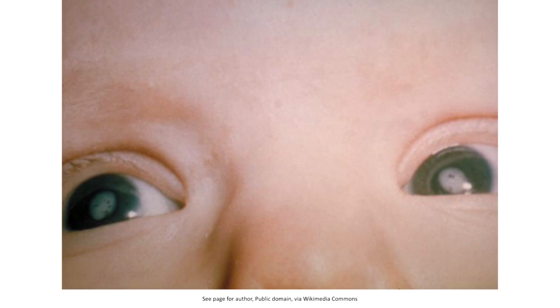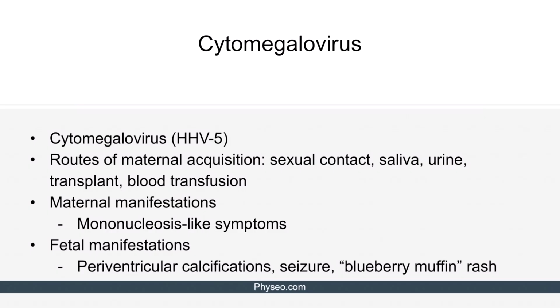Here we can see an image showing bilateral cataracts in a neonate, and take note of the bilateral opacification of the lenses. Now we'll talk about Cytomegalovirus, or human herpes virus 5. Routes of maternal CMV acquisition are sexual contact, saliva, urine, transplant, or blood transfusions. Maternal manifestations include nonspecific mononucleosis-like symptoms, such as a fever, pharyngitis, cervical lymphadenopathy, and hepatosplenomegaly.